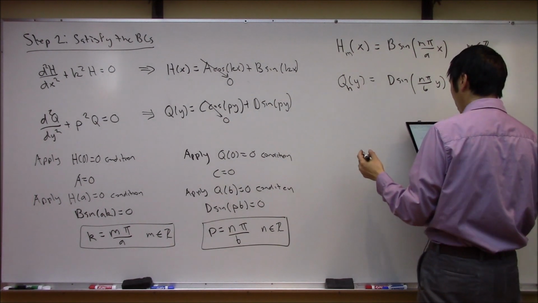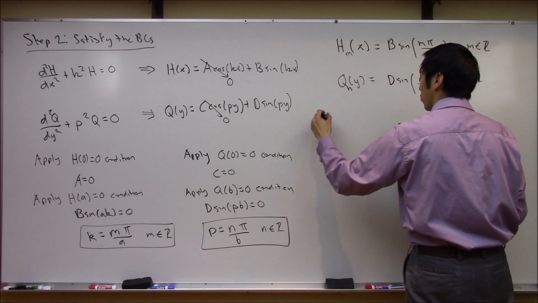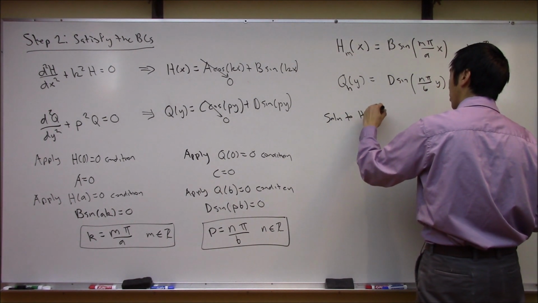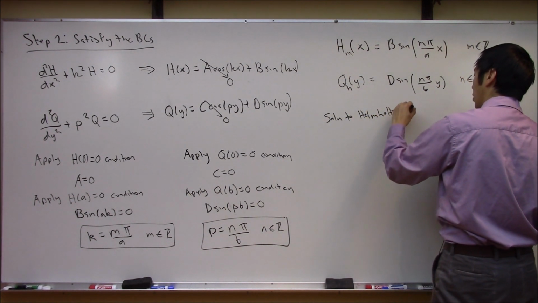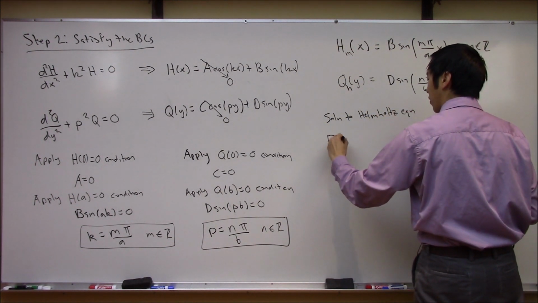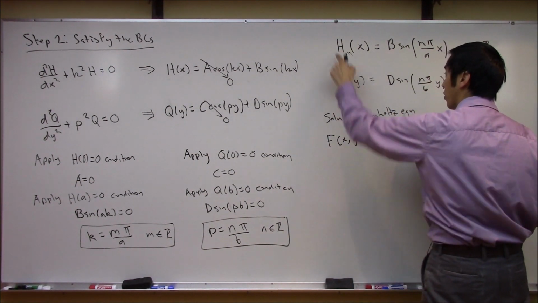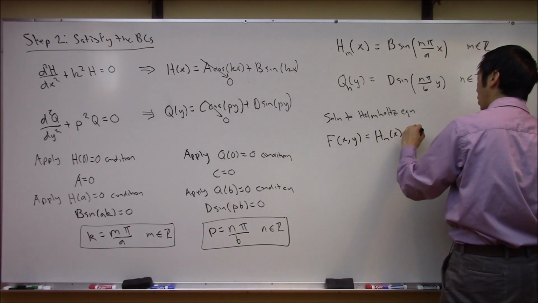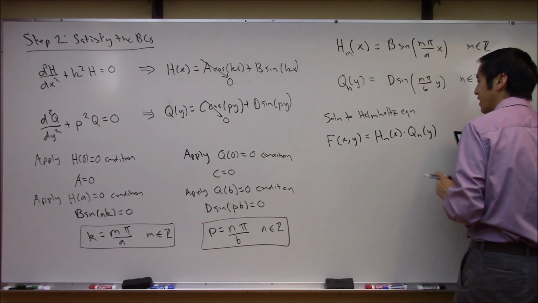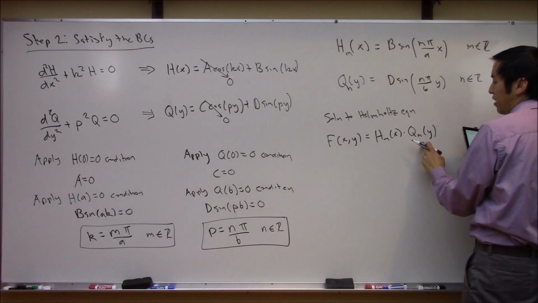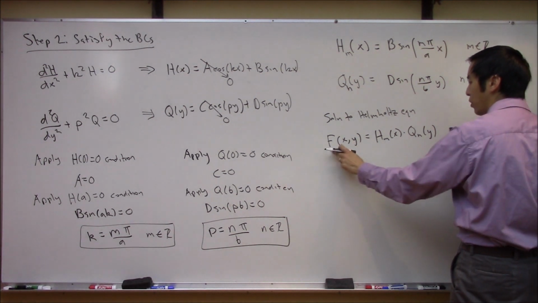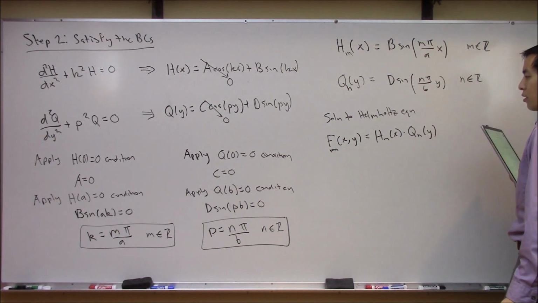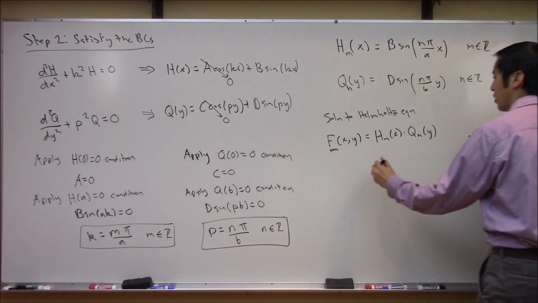So finally, what we have here is our solution to the Helmholtz equation. We said that was f of x y, and that it's the product of these two: h m of x times q n of y. Since these have indices m and n, maybe we should call this thing f m n. Okay, so let's just plug these in and see what this looks like.